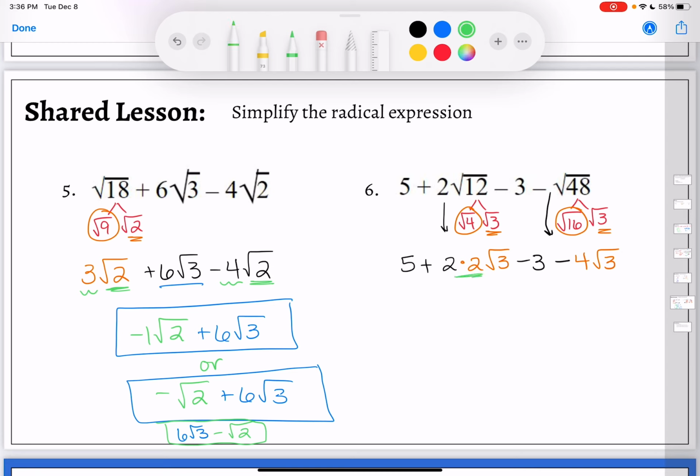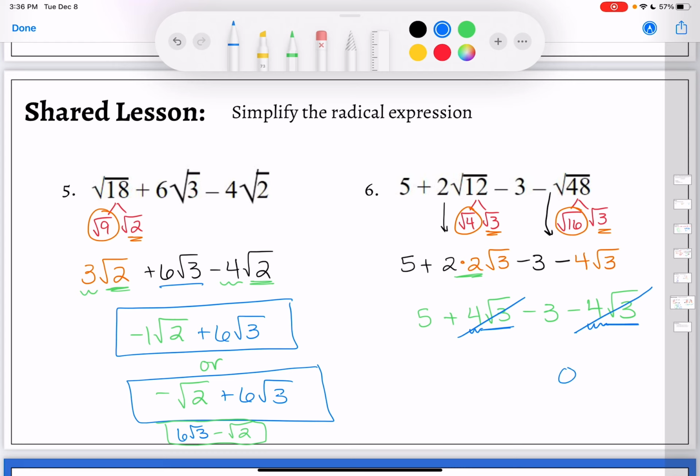Let's see, this guy needs to do some combining. So I have 5 plus 4 radical 3 minus 3 minus 4 radical 3. Let's look for our like terms. I see I have a radical 3 and a radical 3. So again, we're going to combine our coefficients. Whoa, hang on. Positive 4 radical 3 minus 4 radical 3, those are completely gone. They cancel each other out completely.